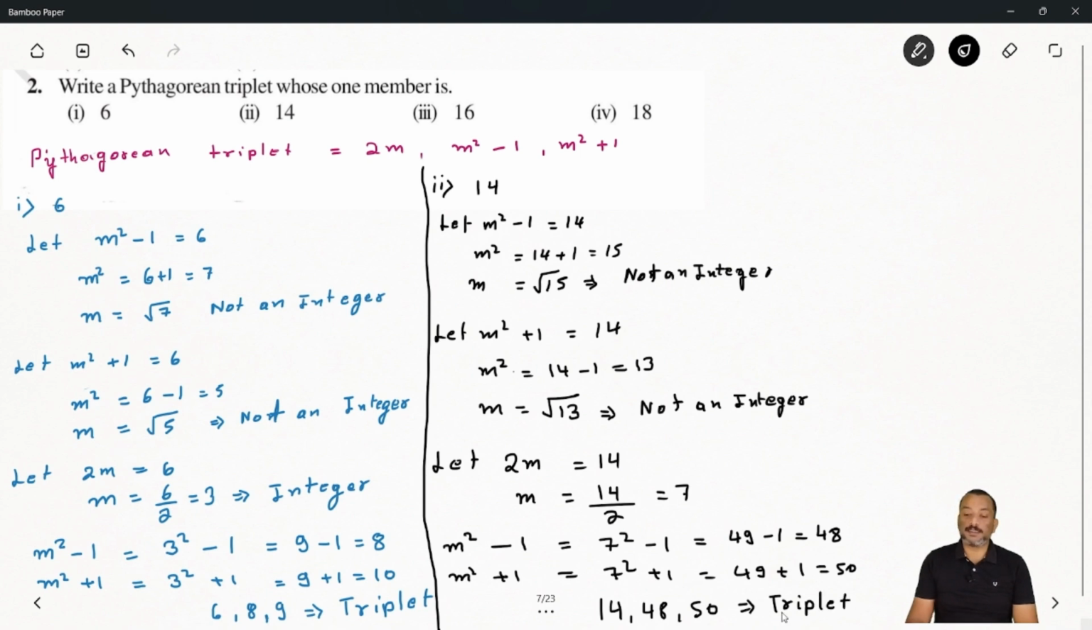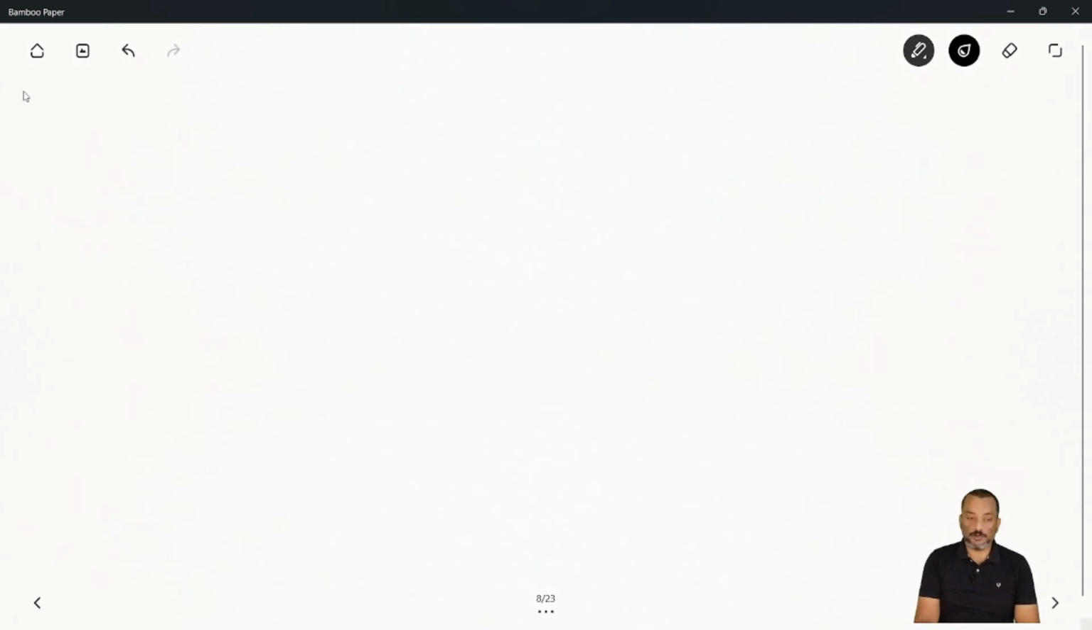Now let's see the third question. It is saying you have a 16. Okay, same way we will take a 16 here in the third question. So based on that we can solve. Okay, so third one we have 16. So we can say, let m square minus 1 is equal to 16. So m square you will get how much? 16 plus 1. So which means 17. Now, so m is equal to what? Square root 17.